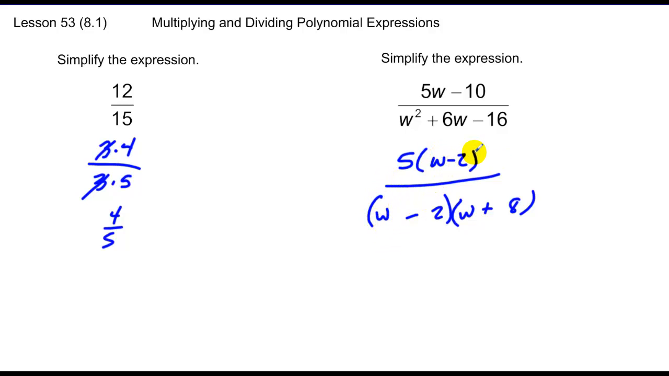So any like factors, anything over itself, can be reduced. Therefore I can reduce the w minus 2 and the w minus 2 and be left with 5 over w plus 8. Haven't done any multiplying and dividing yet. We're just reviewing principles of reducing factors.